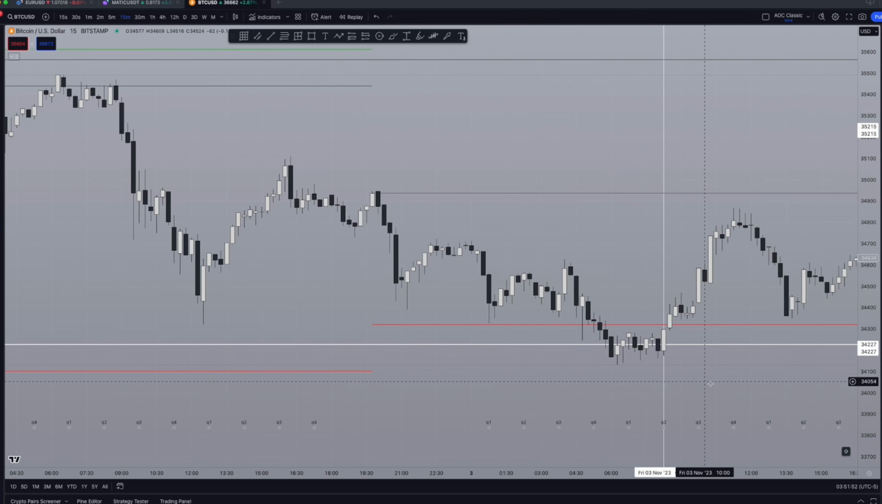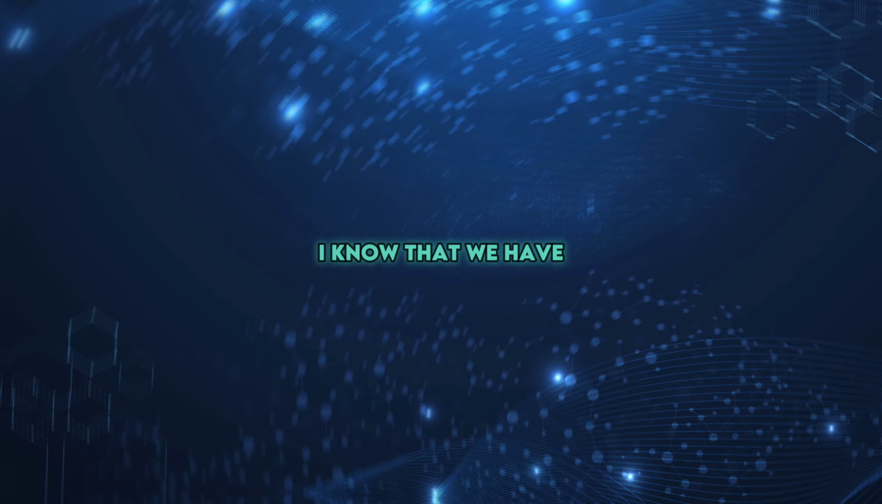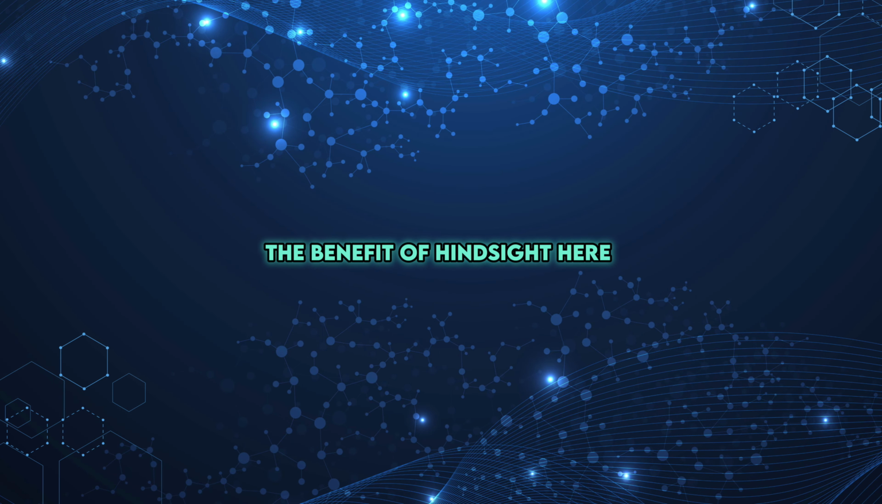Now, let's move back here. This is another example. You have just swept all of these relatively equal lows. But how do you know that price is going to start going back up? I know that we have the benefit of hindsight here, but I do want to share this principle that you need to keep in mind. And as long as you keep this principle in mind and you apply it to your own chart, you are going to see the results.